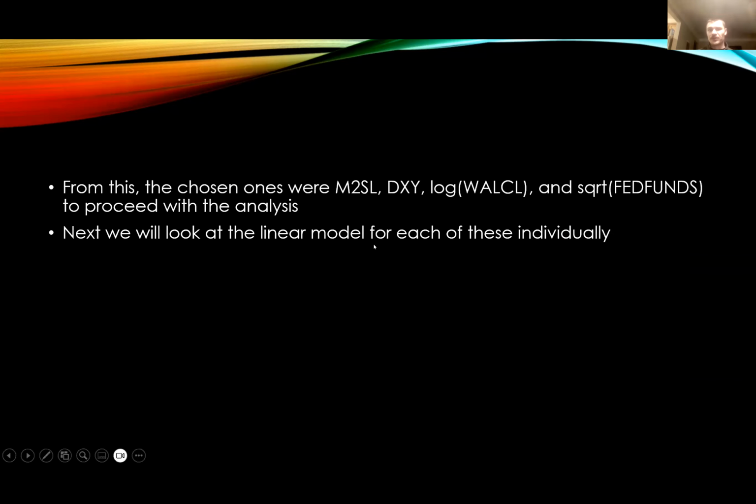Yeah, the chosen ones were the M2 money supply, the dollar index, the log of the Federal Reserve assets, and the square root of the federal funds rate. Those are the ones that we're going to be using to proceed with the analysis. And next, we'll look at the linear model for each of these individually.